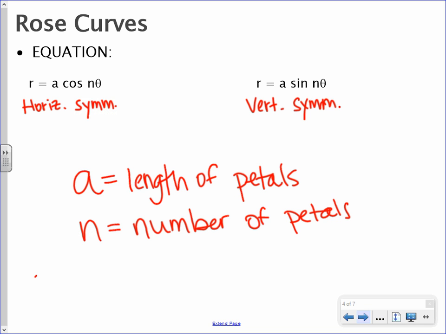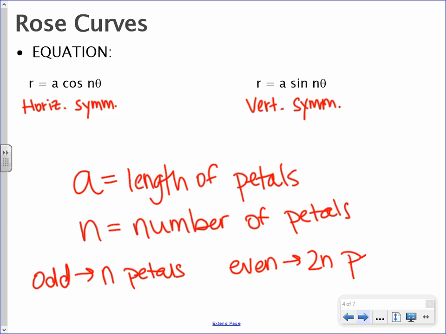If it's odd, I'm just N. If it's even, it's 2N. Okay, odd, we have N petals. Even, we have 2N petals. Okay? So if it's even, we're going to double N, and that's going to be our number of petals.